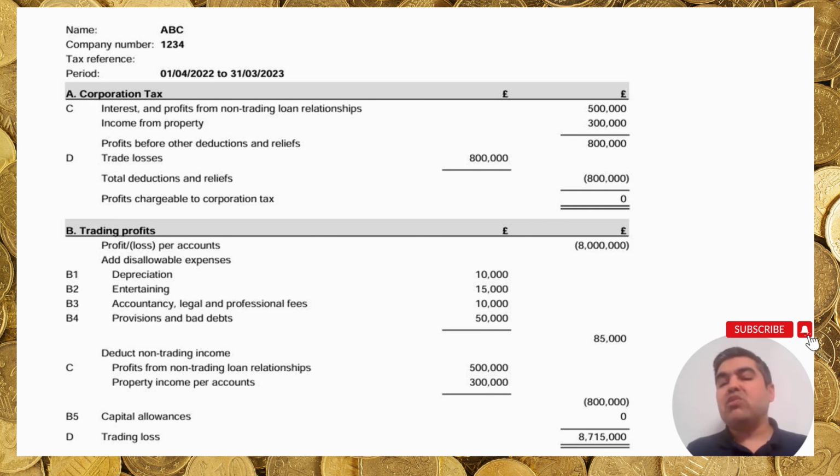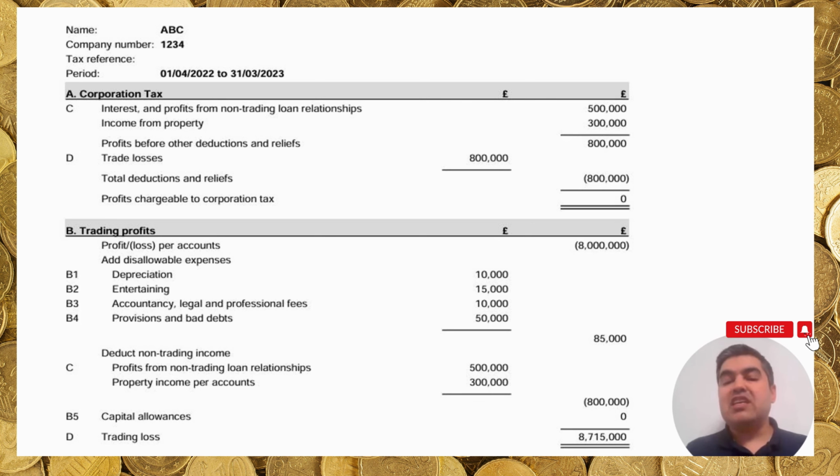So they have a trading loss of 8.715 million. Remember, if you look at Schedule A, they have interest and profit from non-trading loan relationships. In Schedule B that was 500,000, and they have property income. So they have total taxable profit of 800,000. Now, if you don't use the trading loss, what will happen eventually? You need to pay corporation tax.